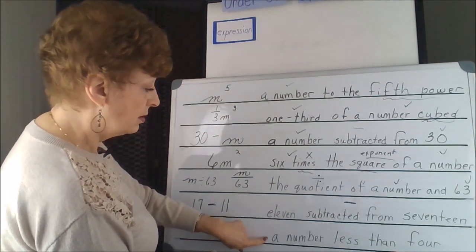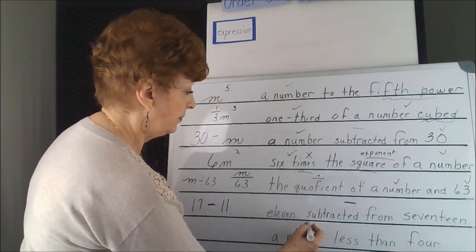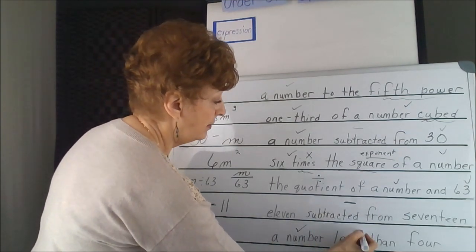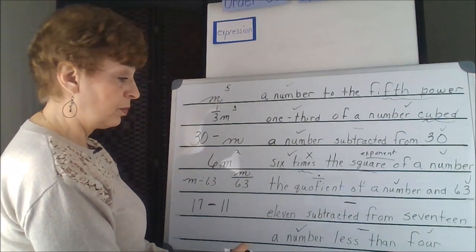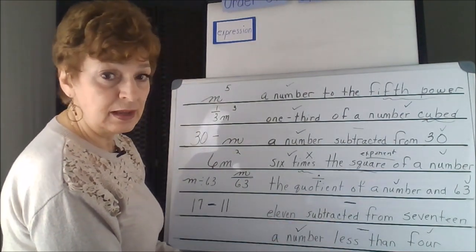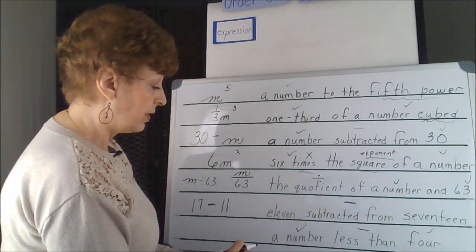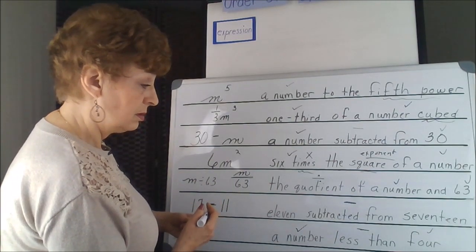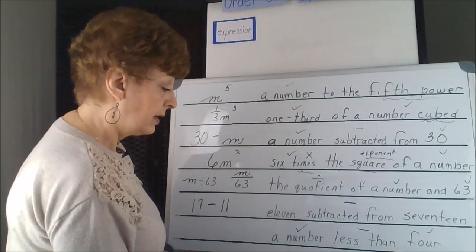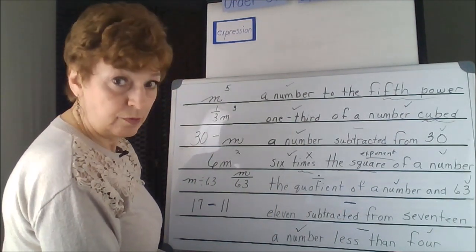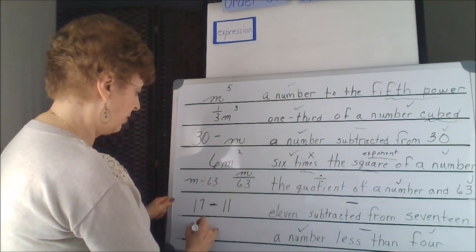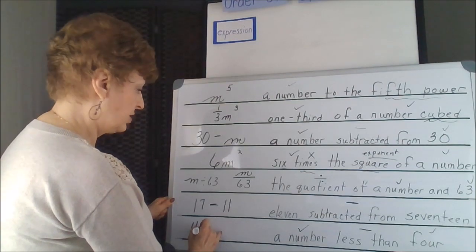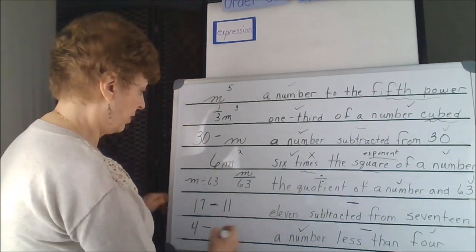A number, here's a number, less than 4. Here's another number. Okay, so again, it's a subtraction. We've got to think about this. What are we starting with? Are we starting with the number, or are we starting with 4? It's a number less than 4. So this is interpreted as you're starting with your 4, and then you're subtracting some number from it.